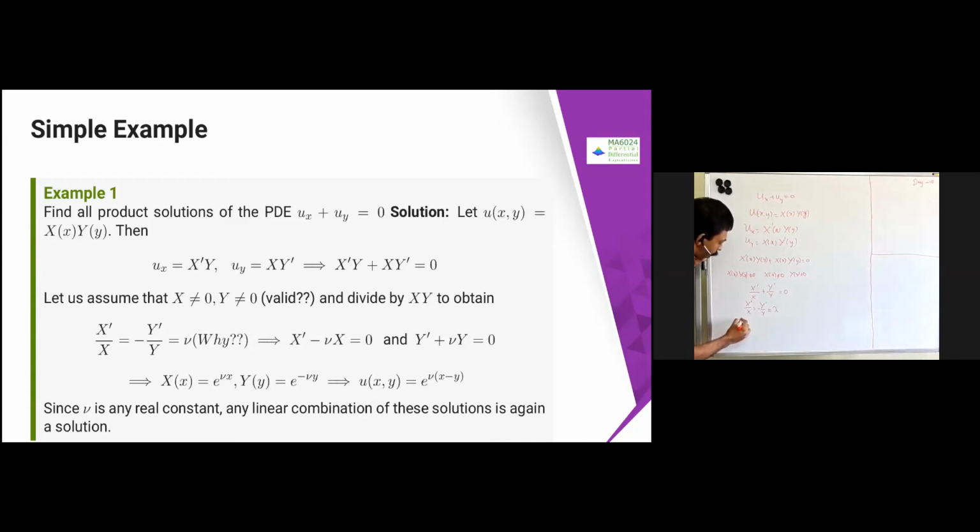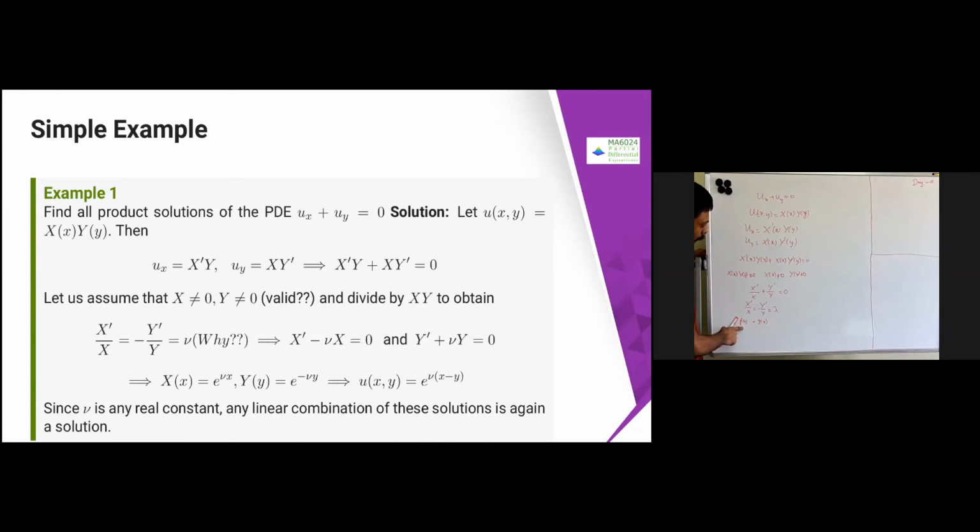Therefore, this left hand side is going to be some function of x. The right hand side, y dash over y, is a function of y only. So I have f of x here and g of y here. Therefore, for each y, I'm going to get some value over here.